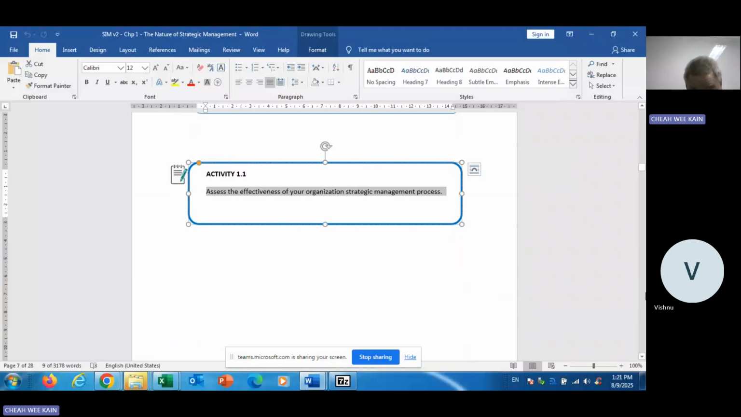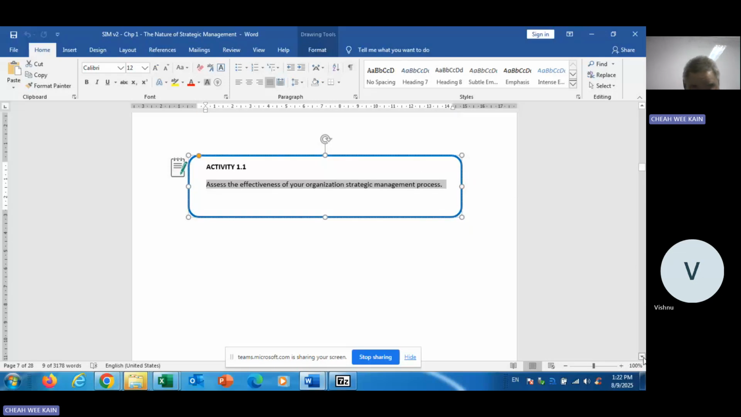For example, if the strategies they created or wanted to do 3 years ago have come to fruition, become life, and they are achieving their goals, then their strategic management process is very good. But if you look at another company that said 3 years ago they wanted to do ABC, and now 3 years later or 5 years later, they still have not done anything or cannot achieve their ABC goals, their process is not good. Simple as that. You don't need to write anything, I just want you to think about the organization of your choice.